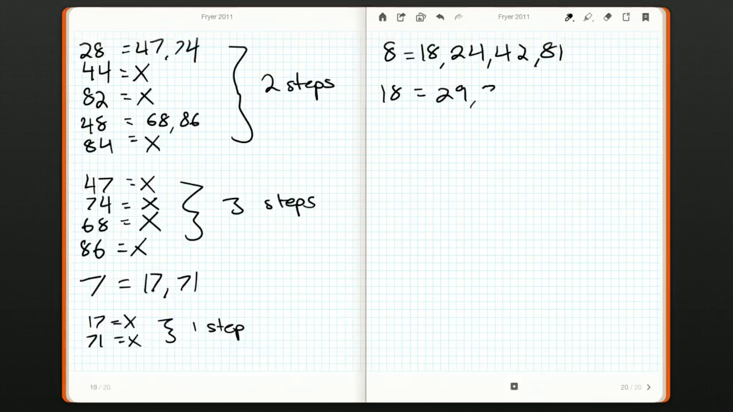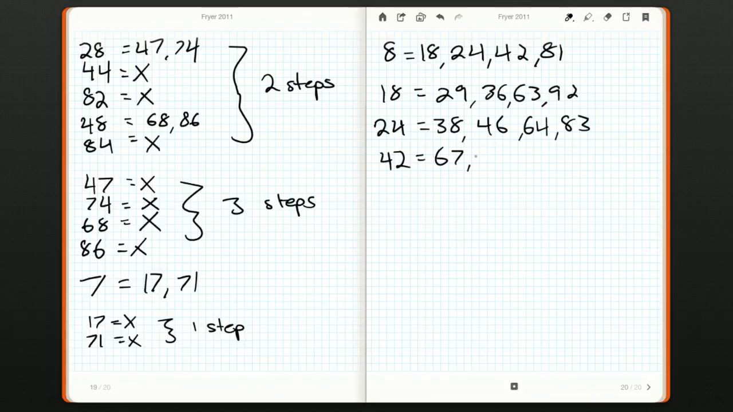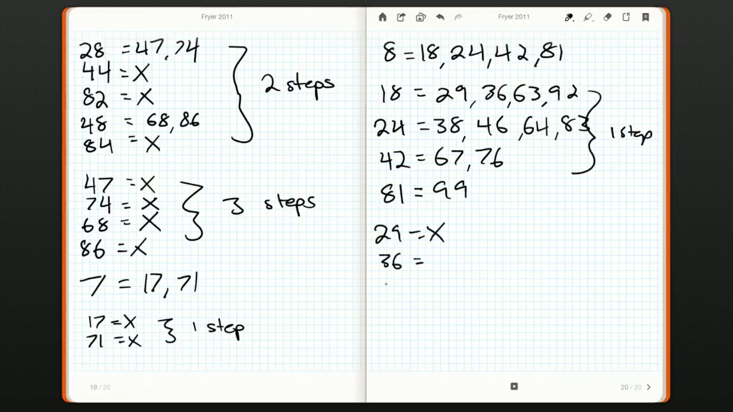giant surprise. 2, 9, 3, 6, 6, 3, 9, 2. 24 was 3, 8, 4, 6, 6, 4, 8, 3. 42 was 6, 7, 7, 6. 81 was 9, 9. These are one step away. 29, that's prime, so that's not going to work. 36, 63, 92. 92 is over 81, so it's automatically out, because there's no single digits that multiply to anything above 81.